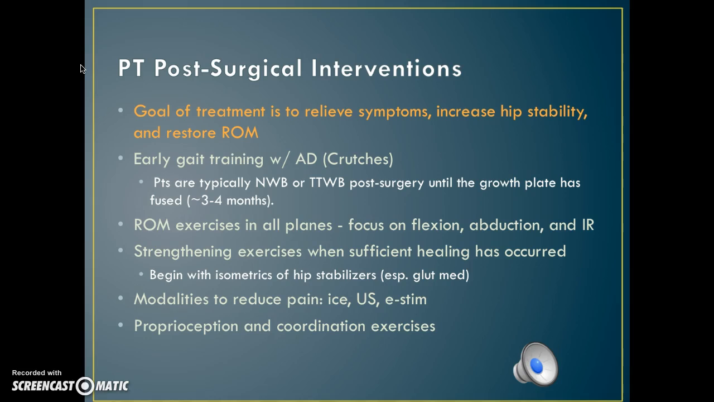The goal of our treatment is to relieve symptoms, increase hip stability, and restore range of motion. We have to take them through early gait training with assistive devices like crutches because they are typically non-weight bearing or toe touch weight bearing after surgery until the growth plate has fused, which might take 3 to 4 months. We also want to focus on range of motion exercises in all planes, but concentrated on flexion, abduction, and internal rotation. Strengthening exercises should be indicated when there is sufficient healing, beginning with isometrics of the hip stabilizers. Modalities may also be used to reduce pain like ice, ultrasound, and e-stim, and proprioception and coordination exercises should be integrated once the patient is full weight bearing.